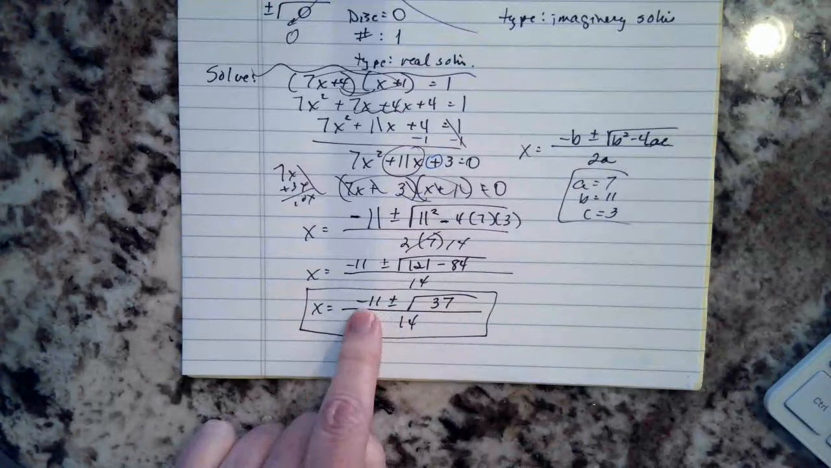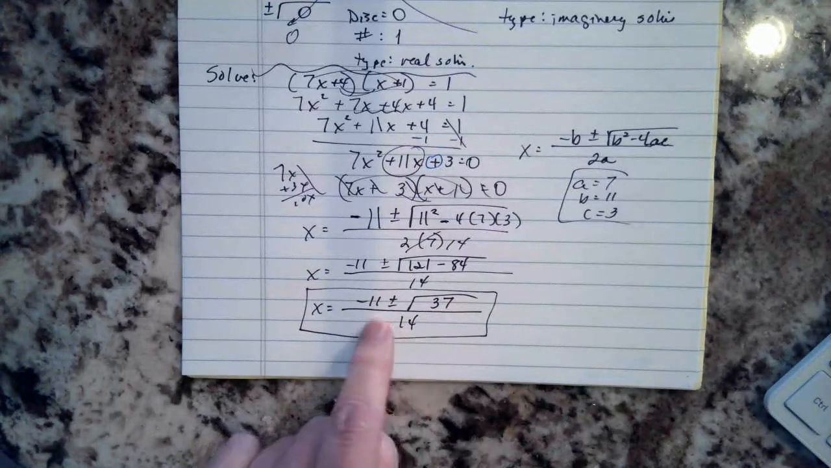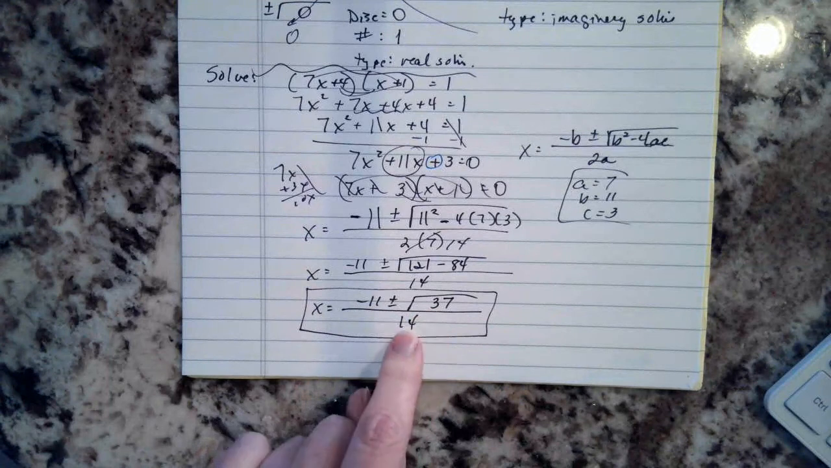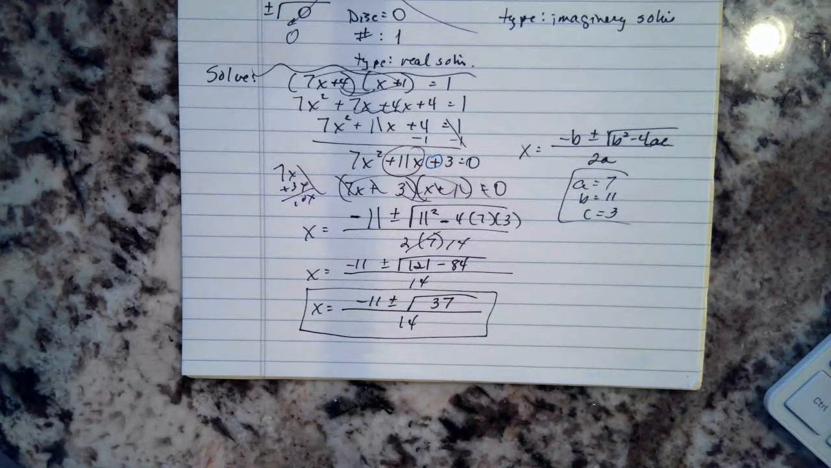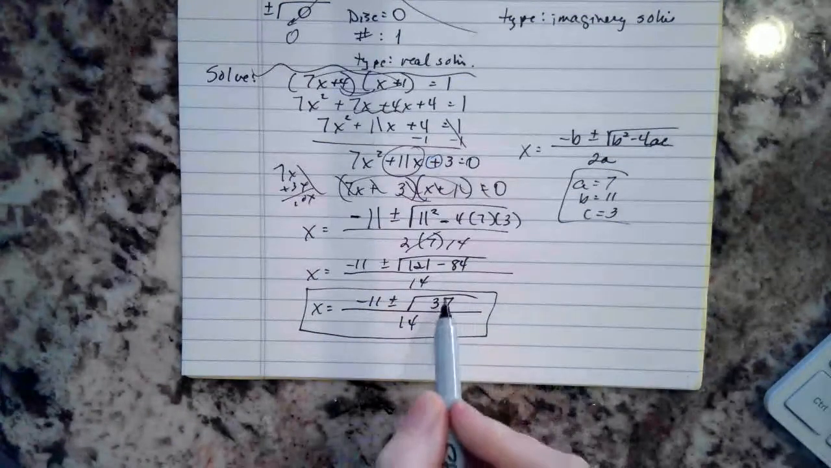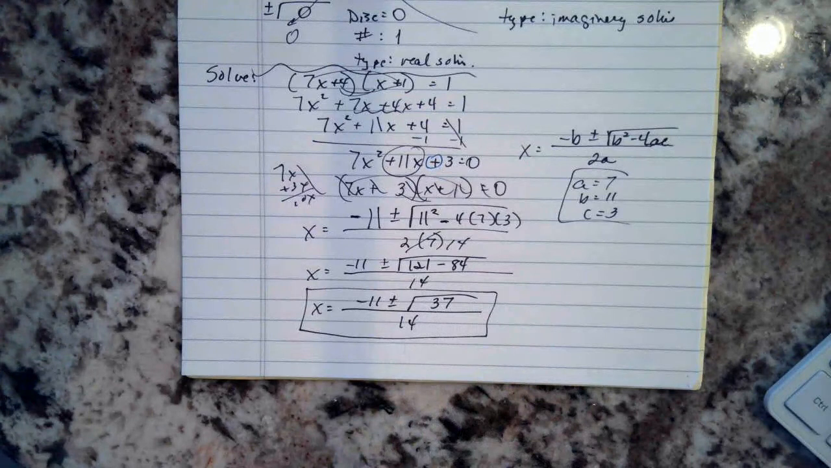That is 2 answers. It's negative 11 plus about 6 divided by 14 and negative 11 minus about 6 divided by 14. But we're not going to have to take it further. Rarely in this class are we going to find a rounded number, the equivalent of the square root of 37. We'll just leave it alone. Okay, let's do another one like that.